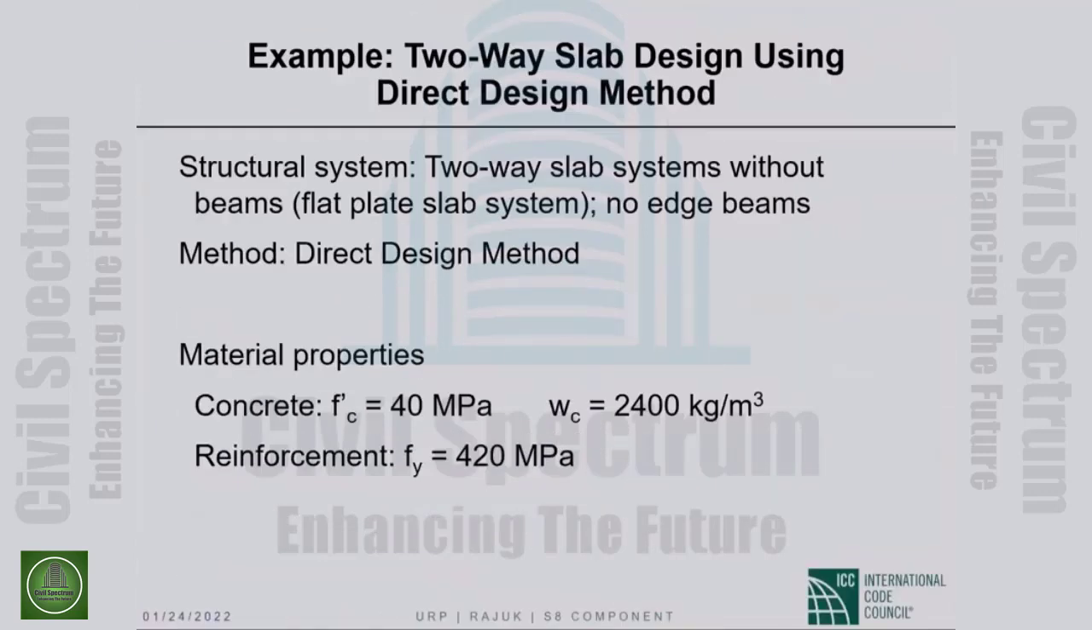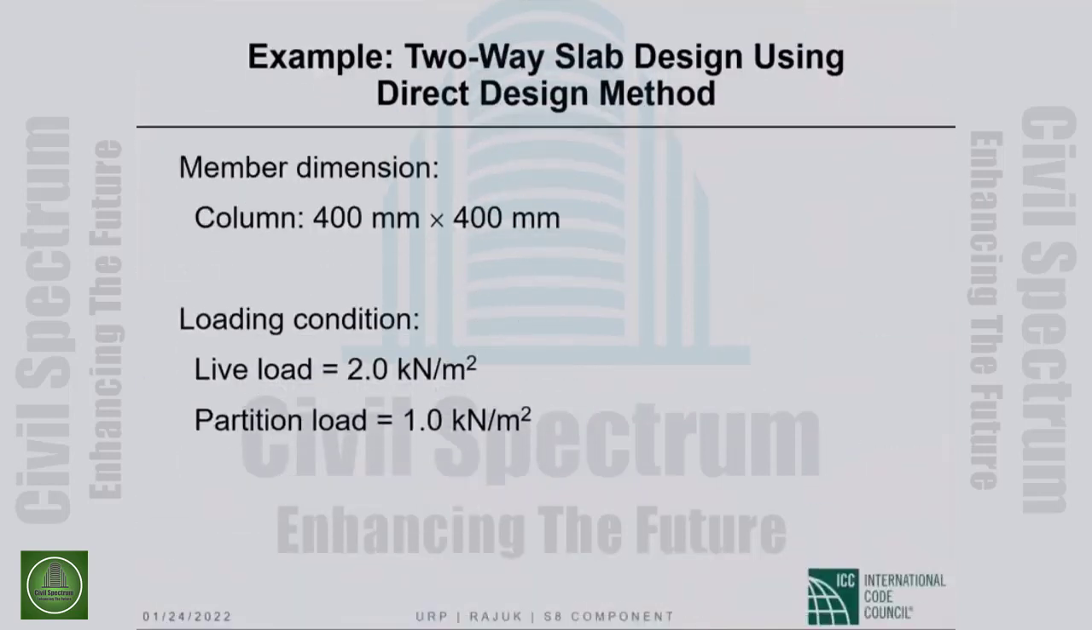Structural system: two-way slab without beams, no edge beams. We will do the direct design method. Concrete strength 40 MPa. The weight of the concrete is 2400 kilograms per cubic meter. That tells you it is normal weight concrete. Reinforcement 420 megapascal yield strength.